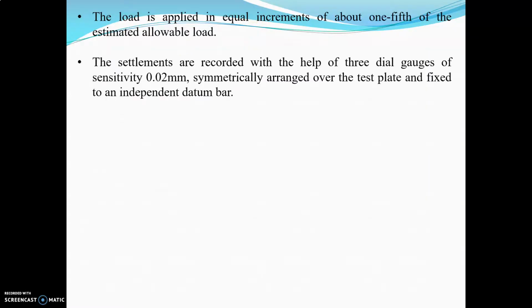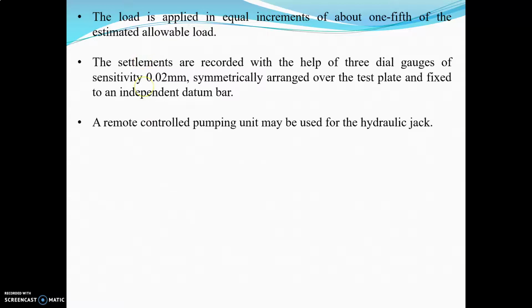The load is applied in equal increments of about 1/5 of the estimated allowable load. Here, how to apply the load? It is in equal increments, about 1/5 of the estimated allowable load. The settlements are recorded with the help of 3 dial gauges of sensitivity 0.02 mm symmetrically arranged over the test plate and fixed to an independent datum bar.